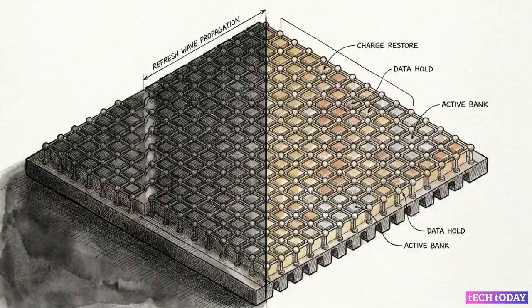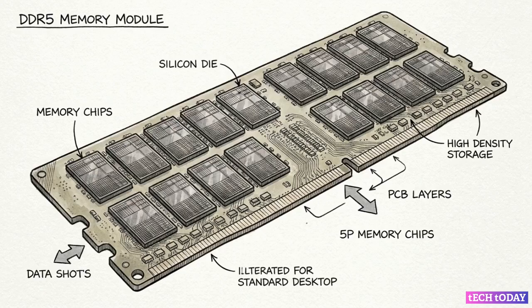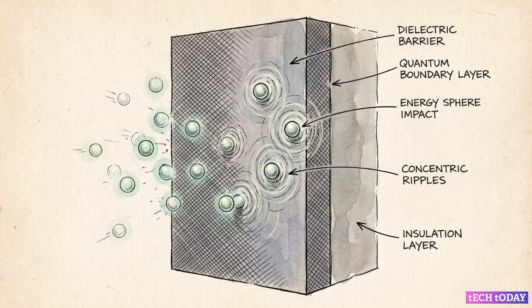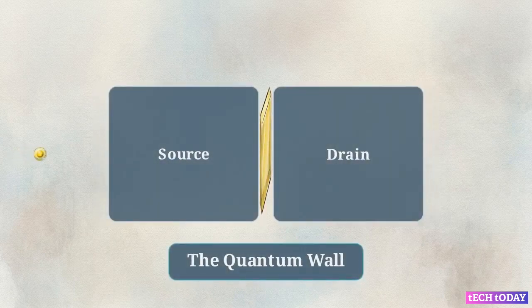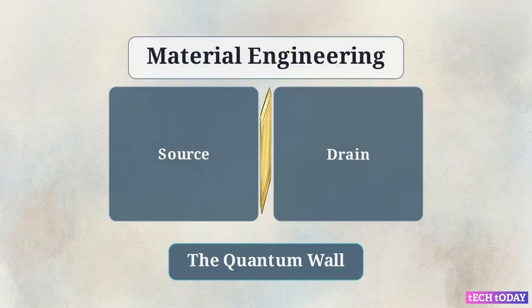prevent total amnesia. For decades, the industry followed the trajectory of Moore's law, shrinking these components to pack more gigabytes onto a single stick. Today, we are manufacturing transistors below the 10 nanometer scale. At that size, classical physics breaks down, and we hit the quantum wall. The physical barrier holding the electrons back becomes so thin that particles bypass it entirely, a phenomenon known as quantum tunneling. The electron disappears from one side and reappears on the other, triggering a data error.